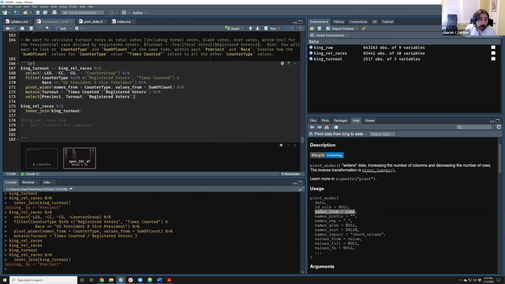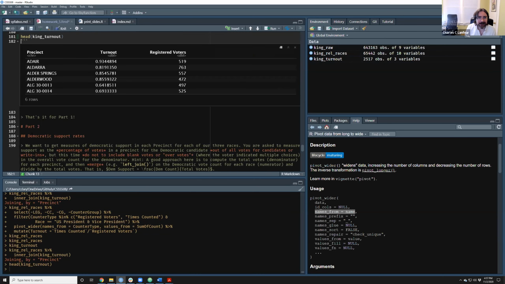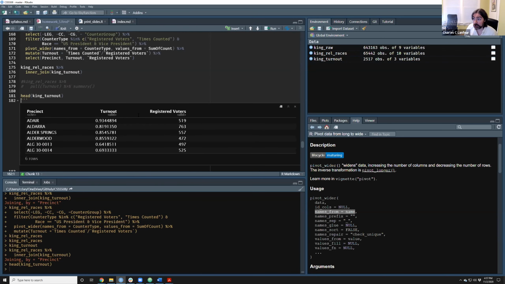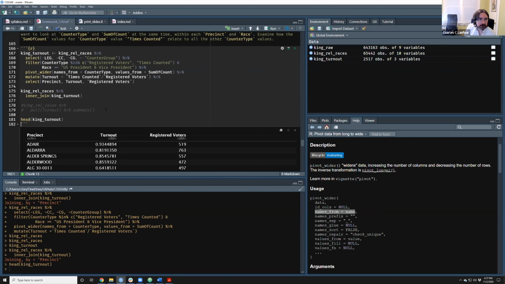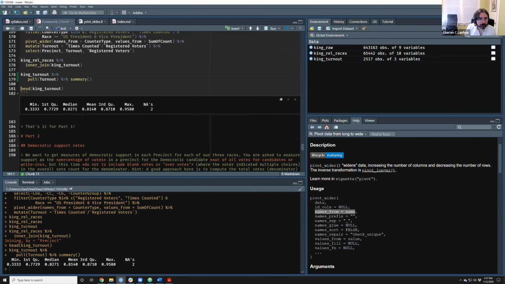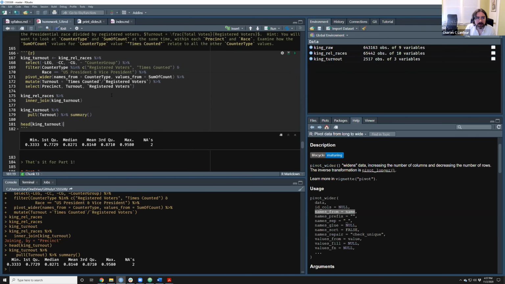And in your actual one, it might be a good idea so that you can display that it works to do something like head king turnout to show it in the actual document, right? Yeah. Maybe even including a check like this. Something like that. Anything else?